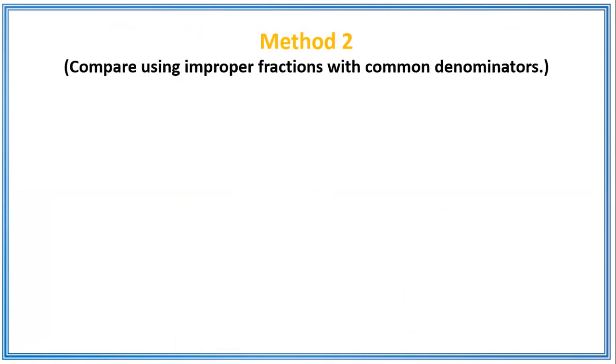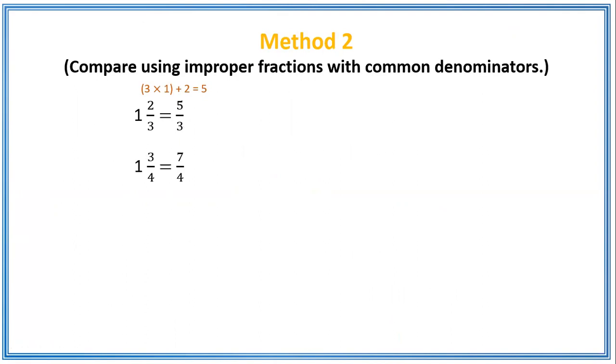Now let us have method number 2. So we can compare using improper fractions with common denominators. So here we need to change the mixed number into improper fractions. So 1 and 2 out of 3 is equals to 5 out of 3. So how did we get 5 out of 3? 3 times 1 plus 2 is equals to 5, and copy the same denominator.